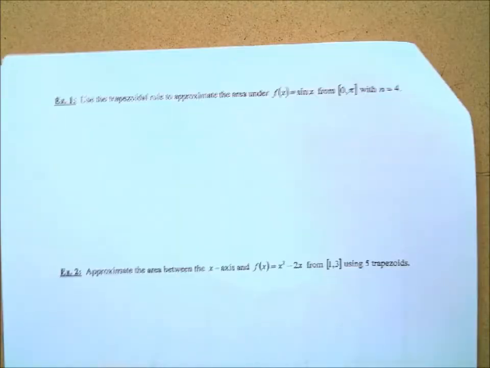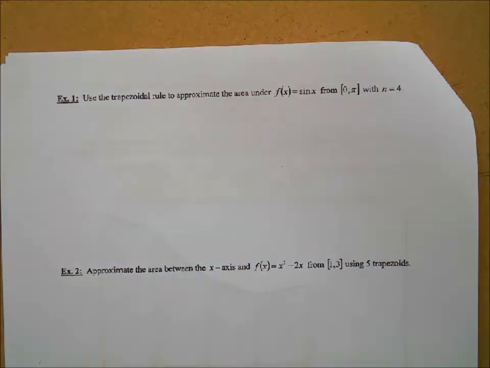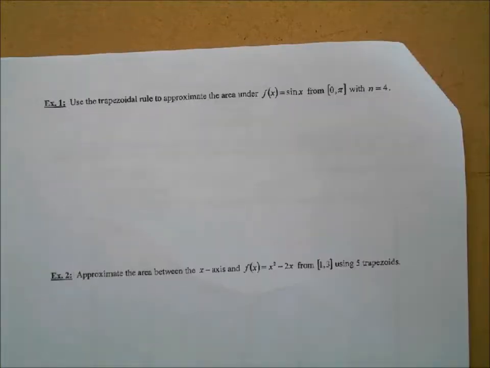All right, let's move on here. Let's actually do one. So let's do the sine of x, and we're going to use the trapezoidal rule to approximate the area under the curve. N equals 4. What do you think it means? Number of trapezoids. Exactly right. That's a typical way that it's described. I know we haven't talked about that yet, but exactly right.